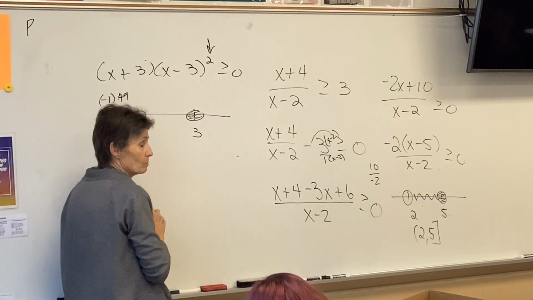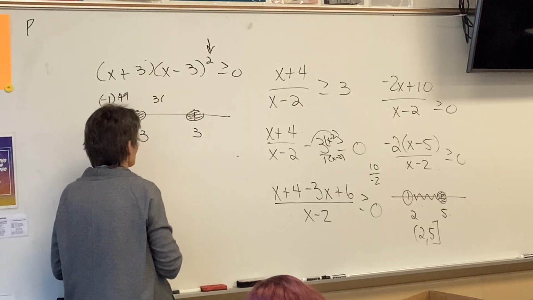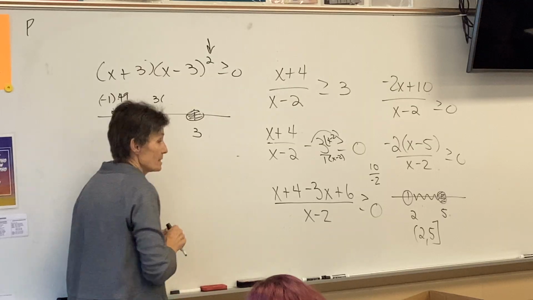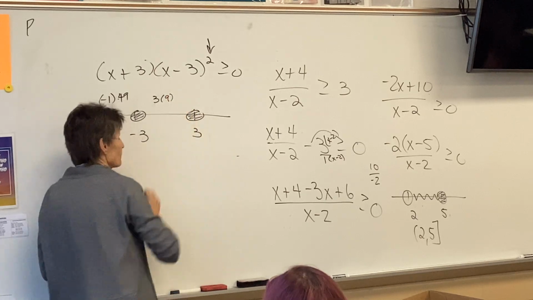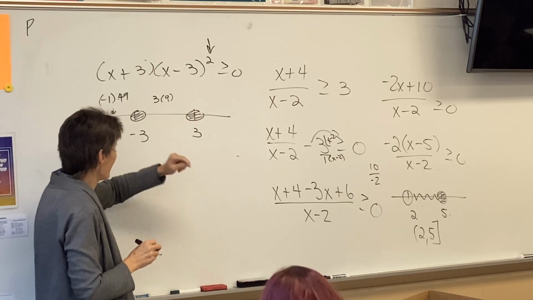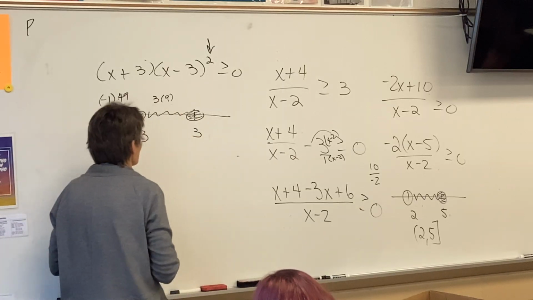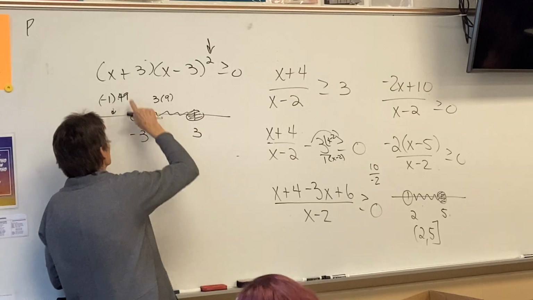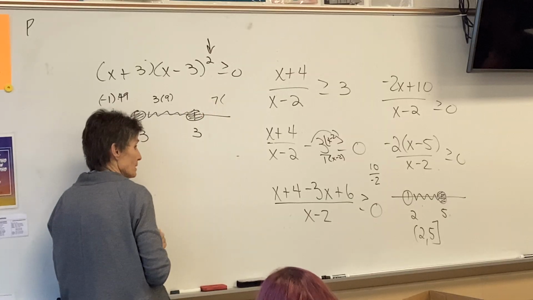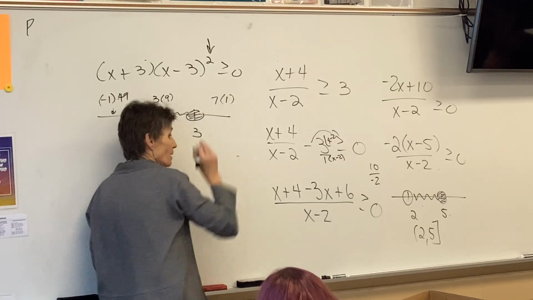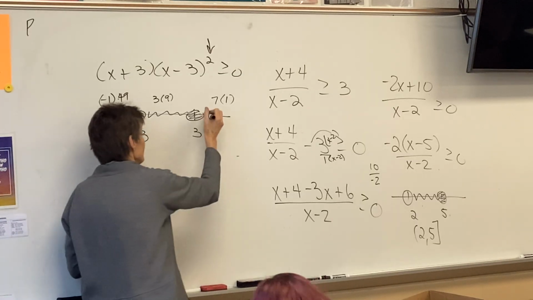Now I'll pick 0. 0 plus 3 is 3. 0 minus 3 is -3, but squared is 9. Is 3 times 9 bigger than 0? Shade it. Now I'll try 4. 4 plus 3 is 7. 4 minus 3 is 1. Squared is still 1. Is 7 bigger than 0? Yep, color it in.